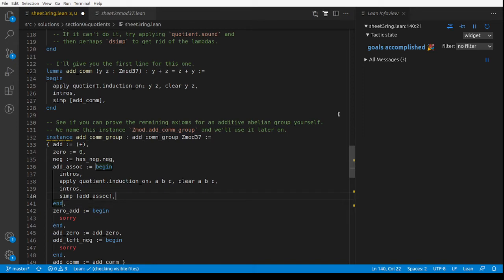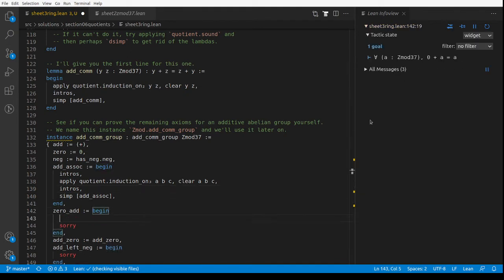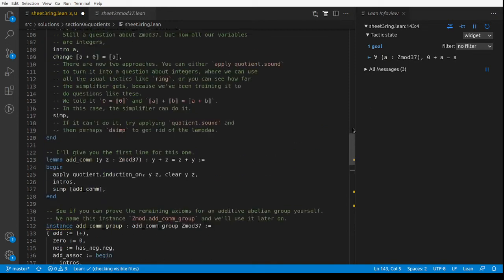Somehow, I see the simplifier knows that those two squiggles are an equivalence. The simplifier knows that equivalence relations are reflexive, but it won't solve it because somehow it's under the binders. There we go. And zero_add. So it's going to be the same pattern, right? Where's add_zero?